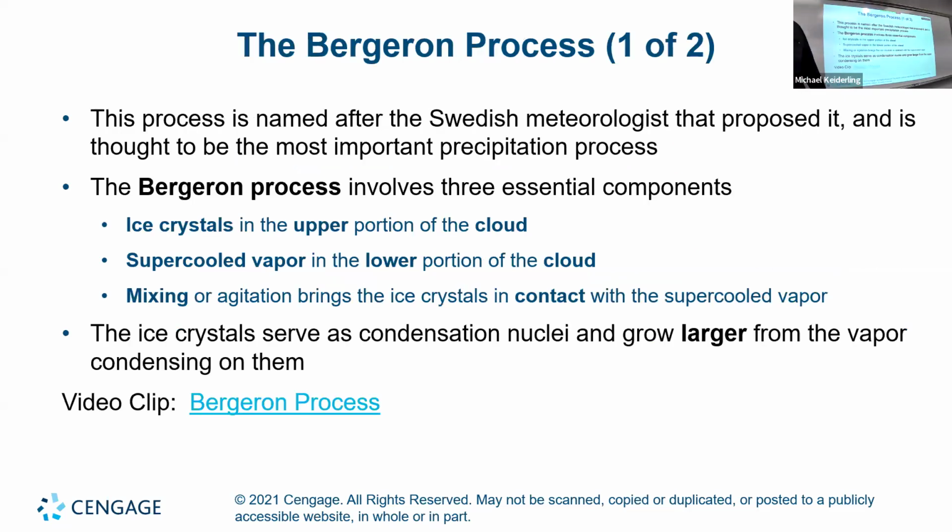Now, the Bergeron process, which is named after the Swedish meteorologist who proposed it, is thought to be the most important precipitation process. This is the primary way that precipitation forms. And the Bergeron process has to do with the fact that under the right conditions, you get a mixture of water droplets and ice crystals in clouds.